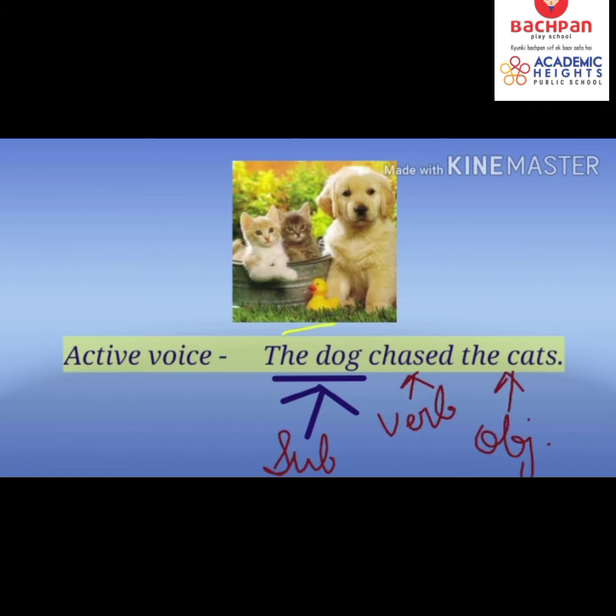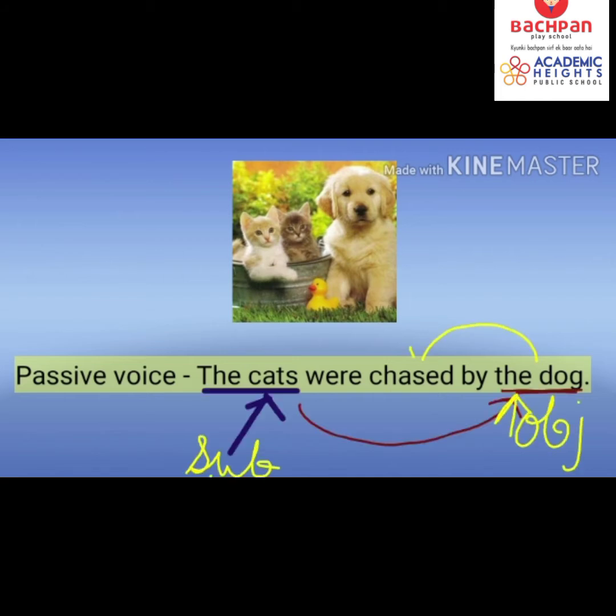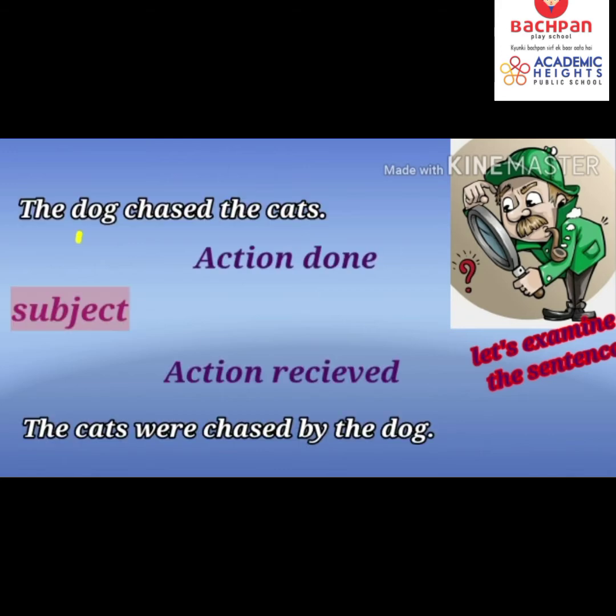So in an easy way we can say when we focus on the doer of the action, we use active voice. The cats were chased by the dog. Here, the object is of greater significance than the subject. So, when the object becomes the center of attraction, it is passive voice. Let us examine these sentences. The dog chased the cat. The cat was chased by the dog.